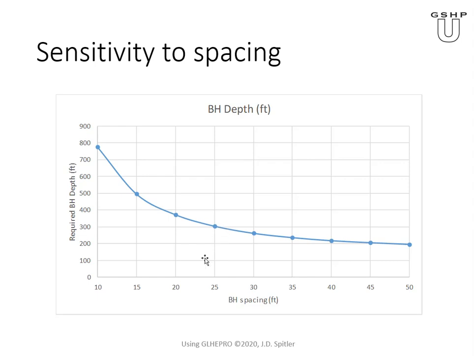But if you have the room, if you went all the way to 50-foot spacing, you would save about a third on the required depth. Right, so in this case, where we have a high ratio of annual cooling to annual heating, there's a very high sensitivity to the spacing. Of course, if they're balanced, we won't see quite the same effect. But this one's rather out of balance.